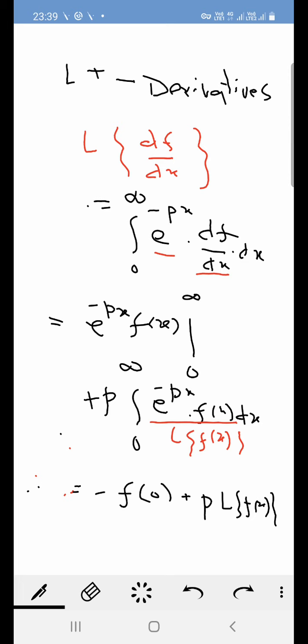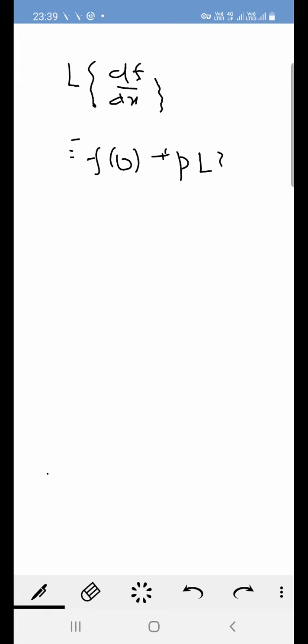So now let us write it once again. What we obtained is the Laplace transform of df by dx is equal to minus f(0) plus p times the Laplace transform of f(x). This is the equation that we have obtained.